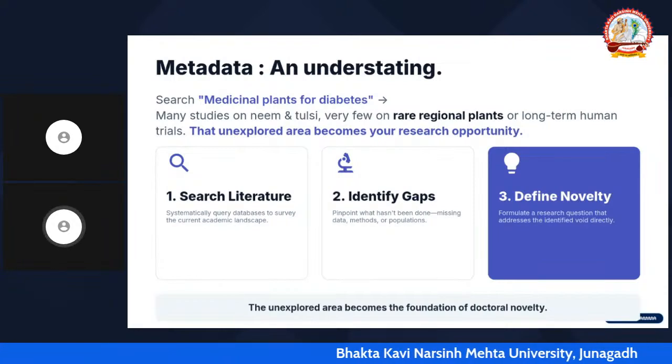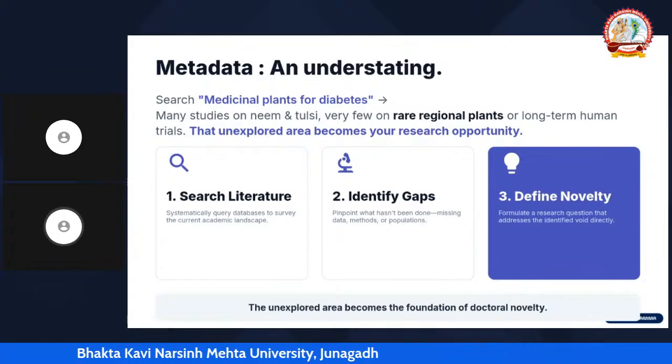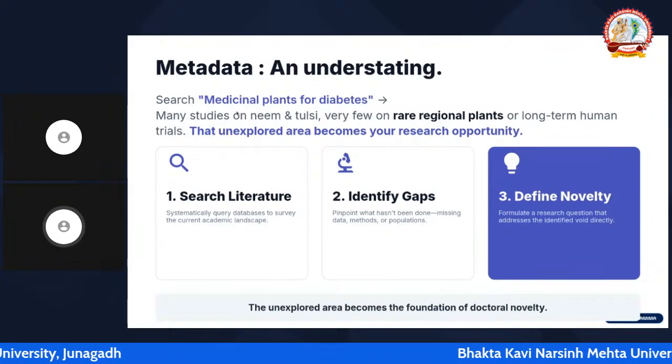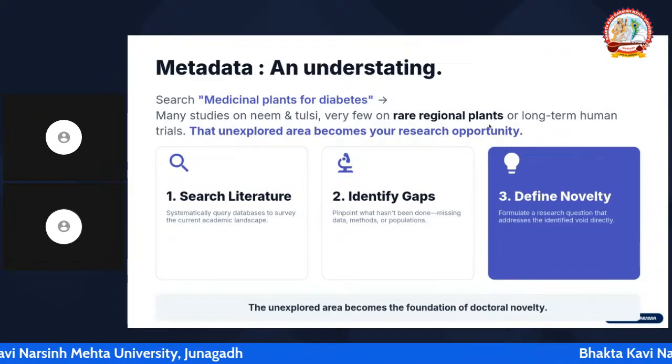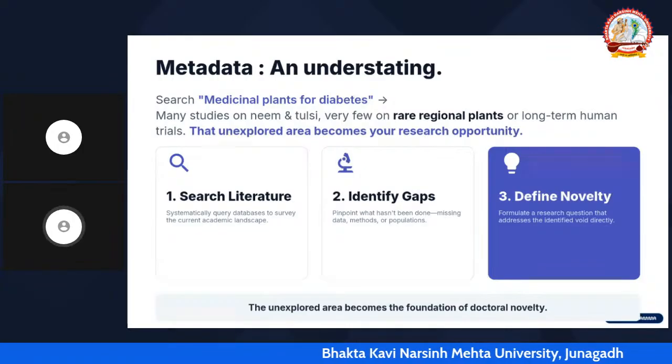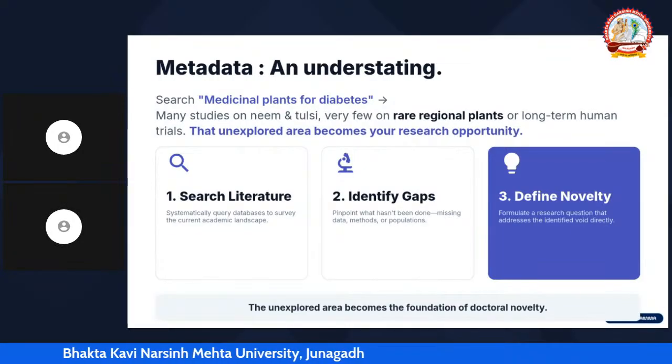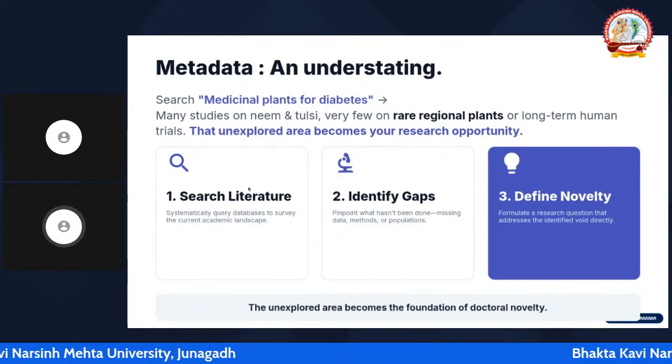Which plants can help to diagnose or treat diabetic patients? We can use this study on neem, tulsi, and a few rare regional plants. So we are searching for these particular plants that are used for diabetic patients. That is a filtration. Using this metadata, we can search literature very easily.